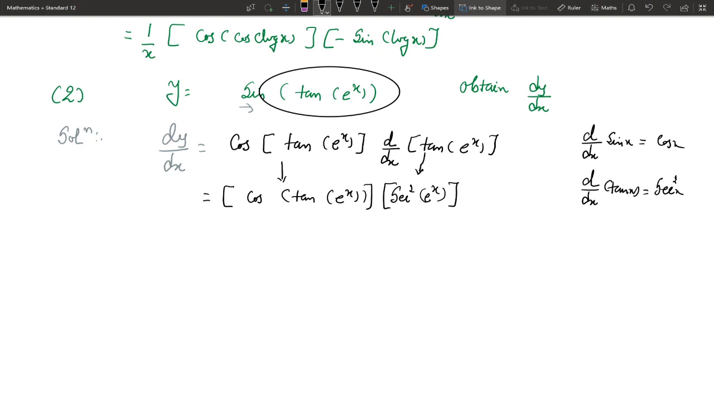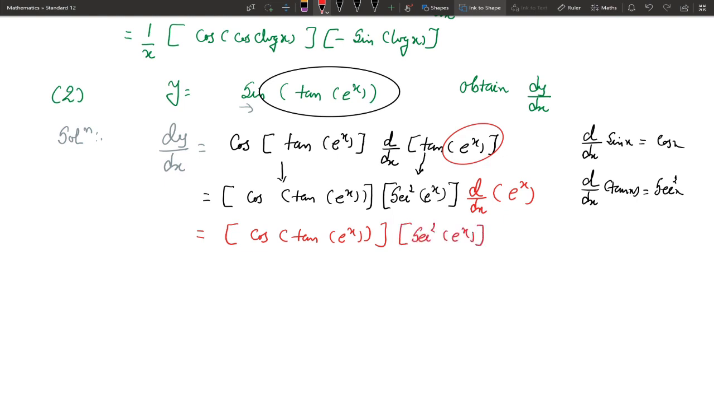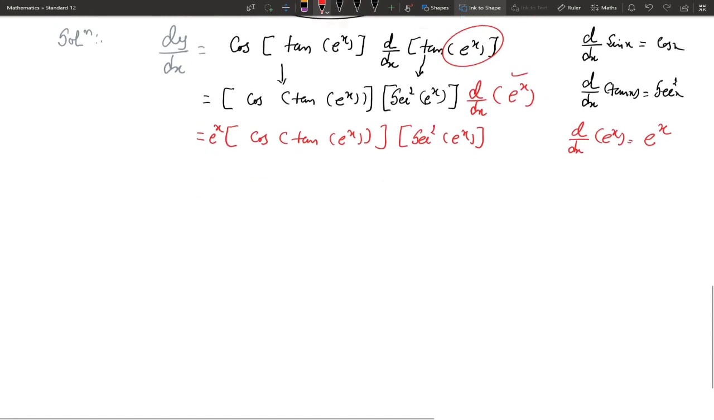Again inside, you can observe it is not x, it is a function of x. So by chain rule, d by dx of e raised to x. So now we simplify. Sorry, this is cos of tan of e raised to x, this is sec square e raised to x. D by dx of e raised to x is e raised to x. We have used this formula: d by dx of e raised to x is e raised to x.